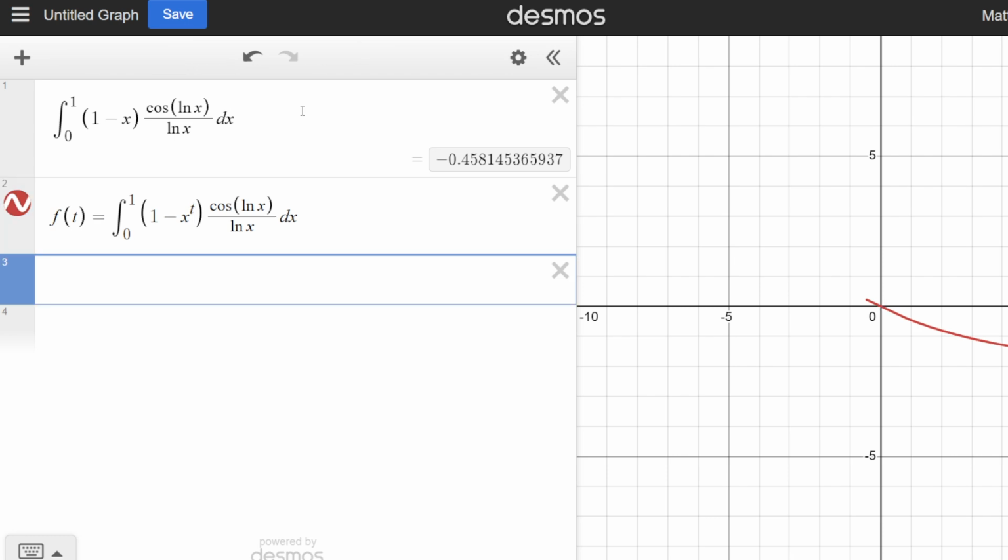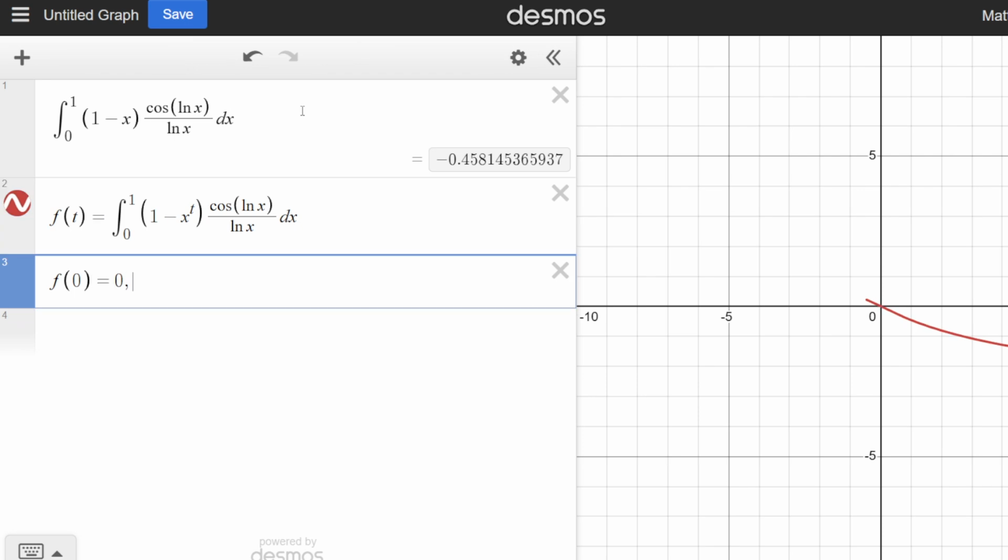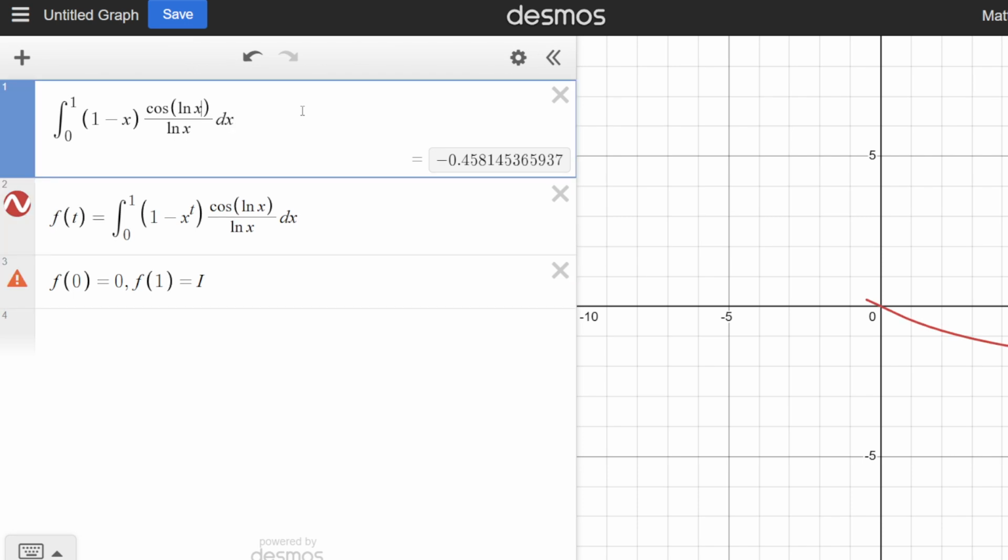Okay, then we can say that f of 0 is going to be equal to 0, because if we plug in 0, we get 1 minus 1 here. So that's equal to 0, and we can also say that f at 1 is going to be equal to our original integral I, and I'll label this I really quick.